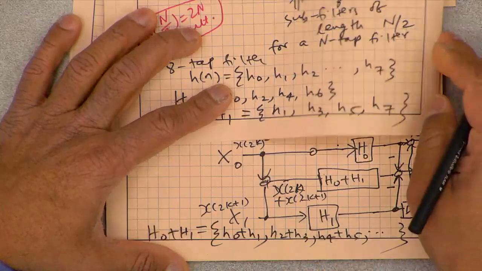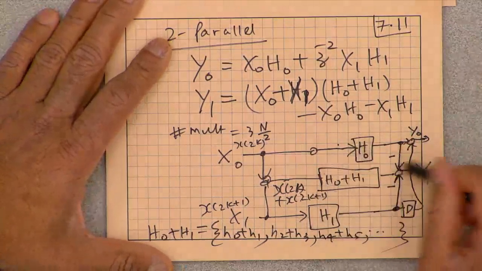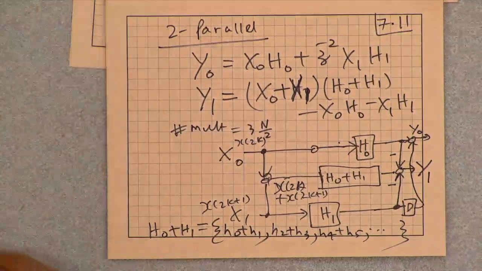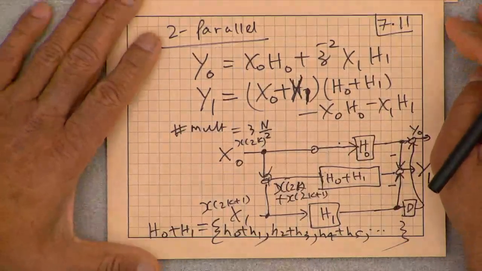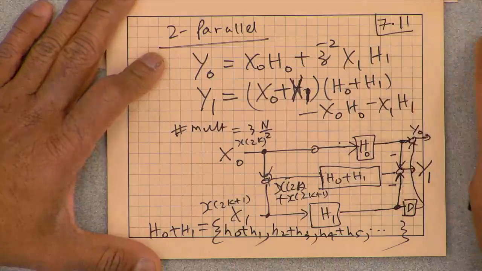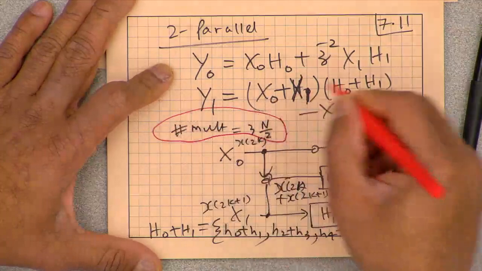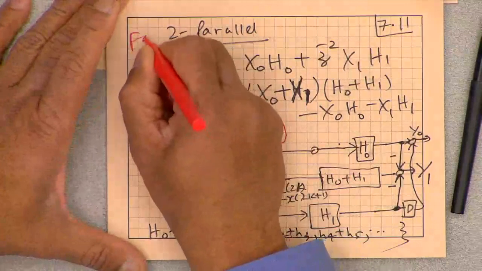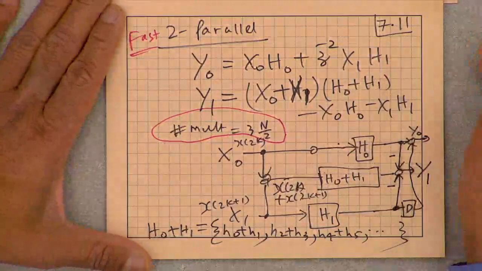So that's the subfilter. This is the even subfilter, this is the odd subfilter, this is even plus odd subfilter. Okay, any questions about how we are able to reduce the complexity of a 2 parallel filter from 2n to 3n by 2 by using a fast filter here? This is the fast filter. This is the 2 parallel fast filter. This is fast 2 parallel, not ordinary 2 parallel.